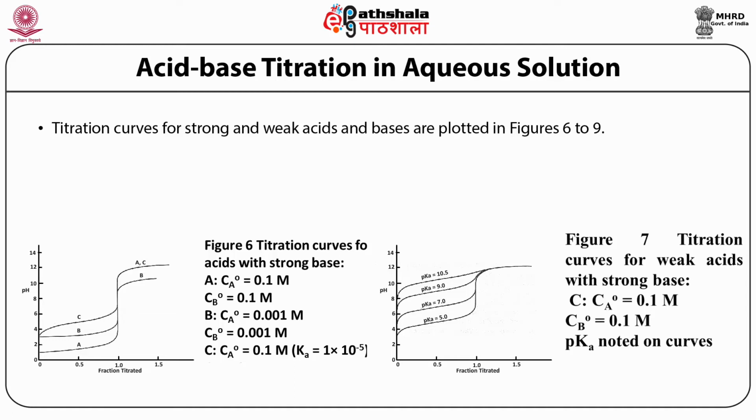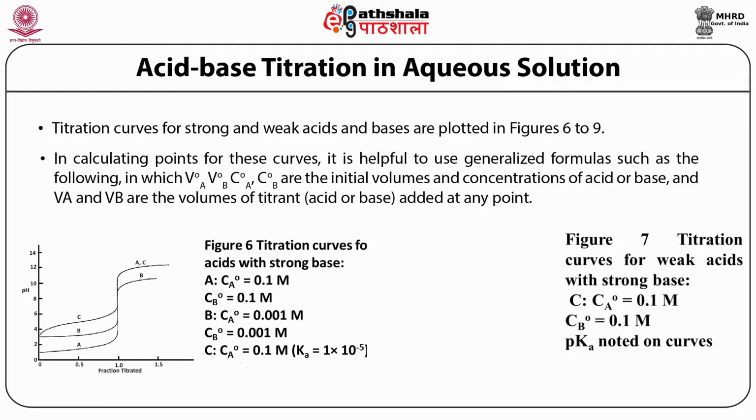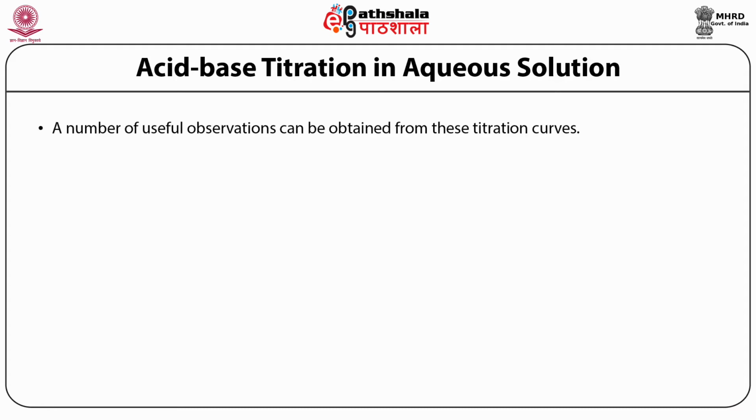and 9. In calculating points for these curves, it is helpful to use generalized formulas such as the following, in which V0A, V0B, C0A, C0B are the initial volumes and concentrations of acids and bases, and VA and VB are the volumes of titrant, that is, acid or base, added at any point. If you keenly observe the titration curves, a number of useful observations can be made.